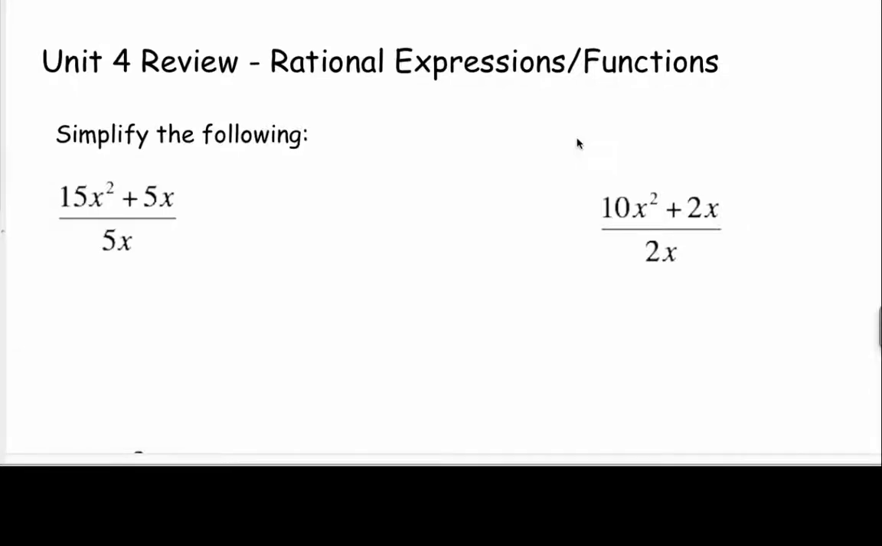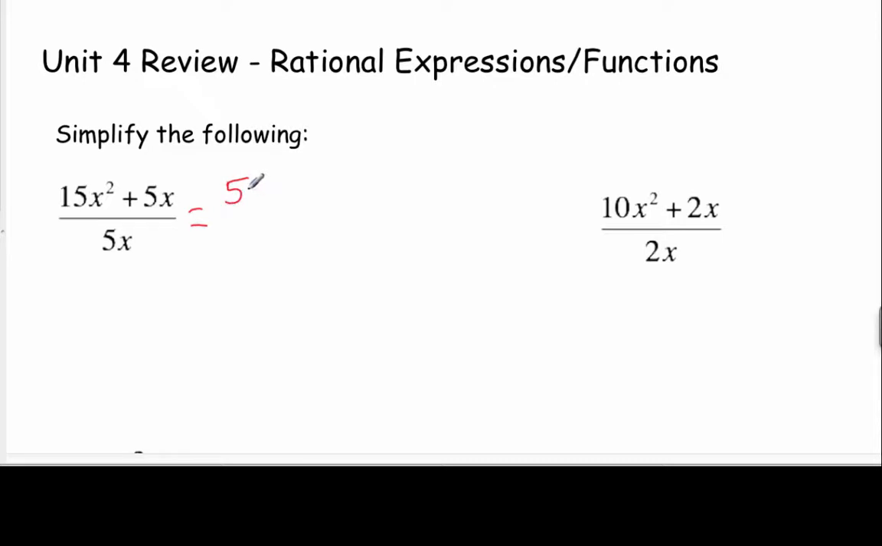All right, let's do some simplifying of rational expressions. So let's take a look at the first example that we have over here. We have (15x squared plus 5x) all divided by 5x. So we have to look at simplifying this numerator here. What can we factor out of everything? We're going to be able to factor out a 5x.